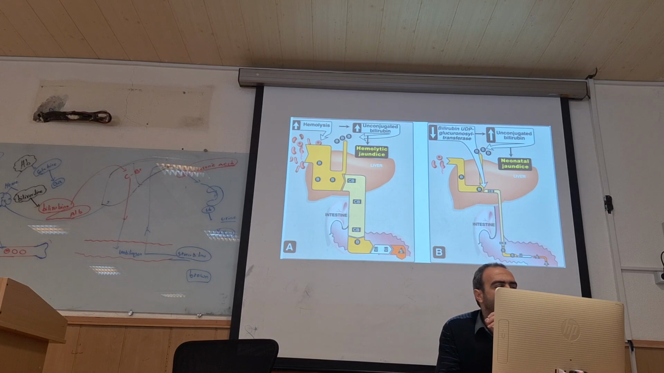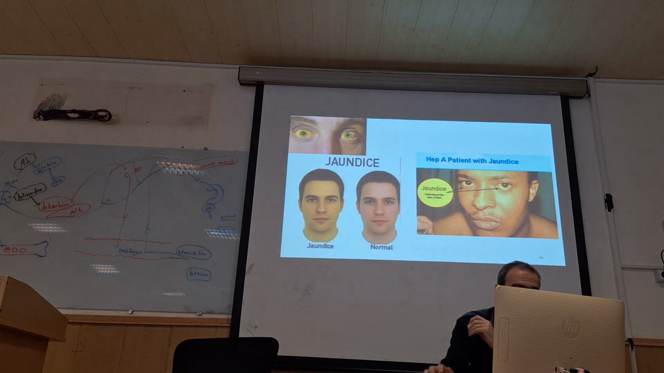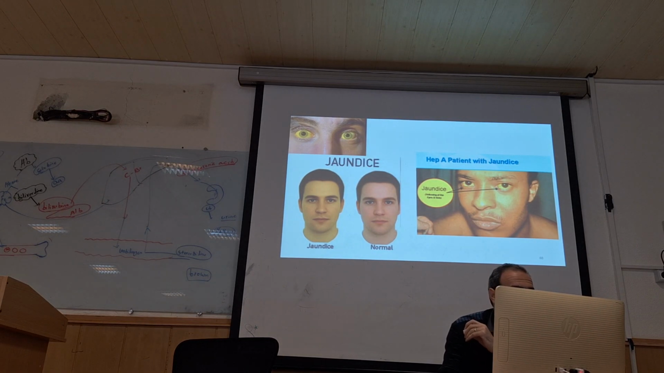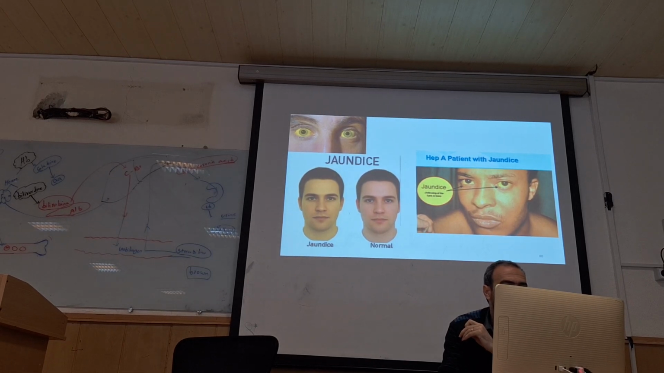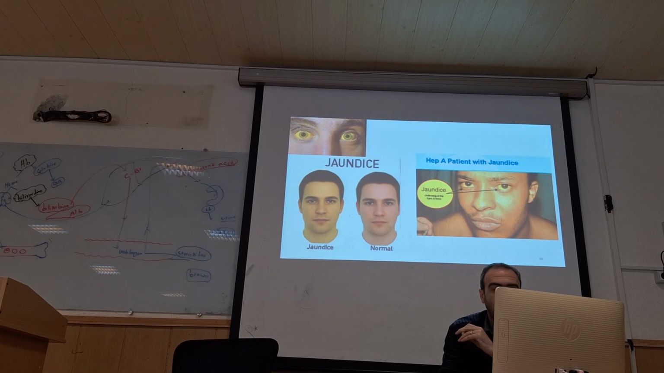So in hemolytic jaundice or neonatal jaundice, in both of them unconjugated bilirubin is increased. If you look at the eyes, you can see, where are the eyes? Here. Completely yellow. This patient has jaundice, but after treatment, the skin color completely returned to normal. He's a patient with jaundice and also hepatitis.